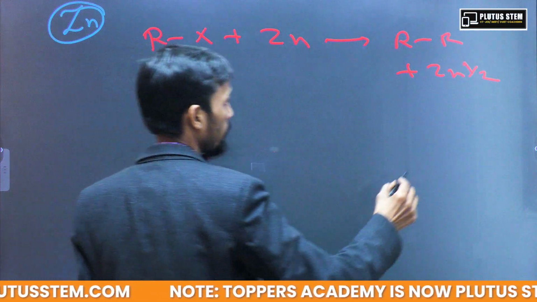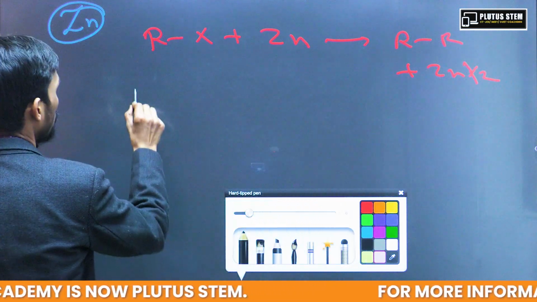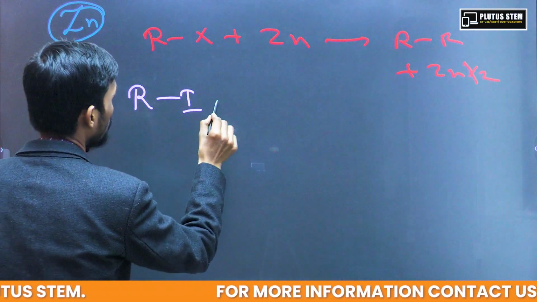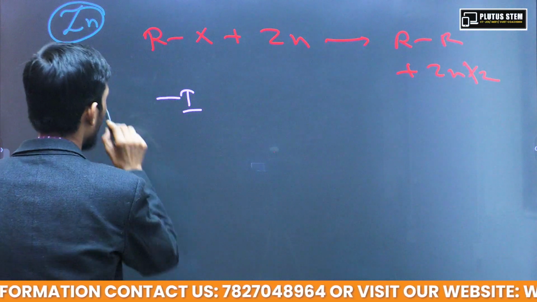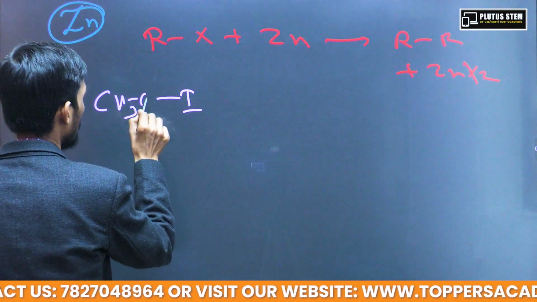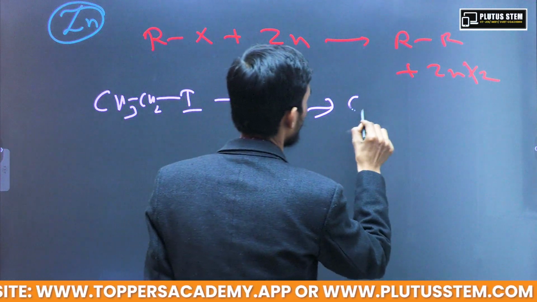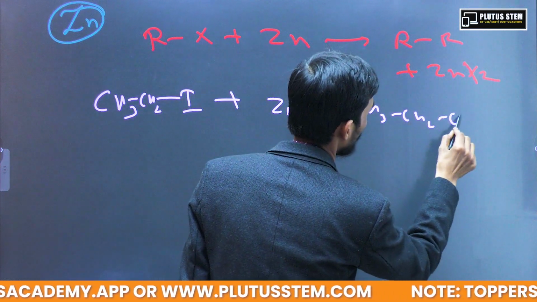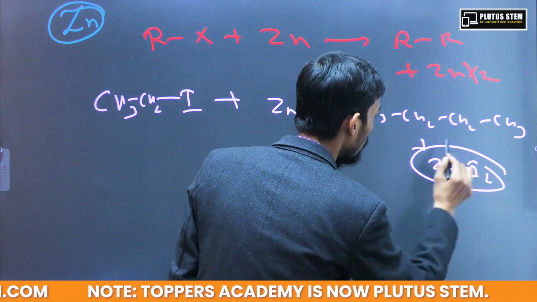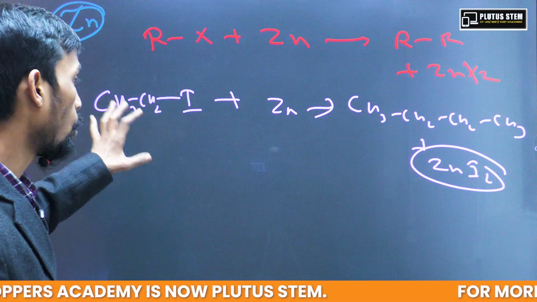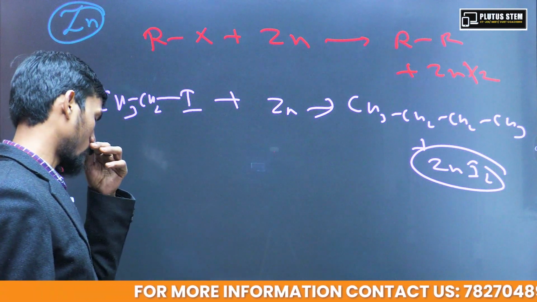This reaction was given by the scientist Frankland, and in this it took the RI, or if we take CH3CH2I plus Zn, it gives CH3CH2CH2CH3 plus ZnI2. So this type of reaction, again the whole thing is similar and the mechanism is also quite similar to the sodium metal reaction.